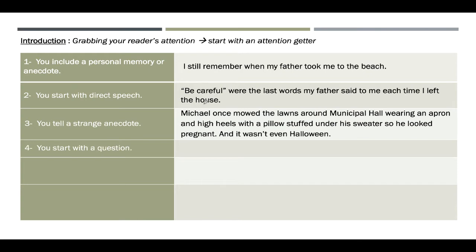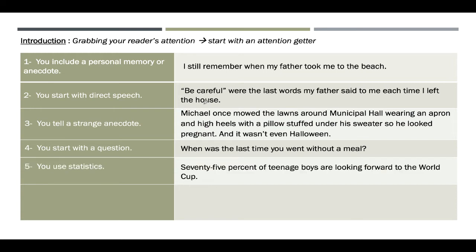You can start with a question. When was the last time you went without a meal? Or you use statistics. 75% of teenage boys are looking forward to the World Cup. Or you start with a general fact. People around the world are dying from hunger every day.